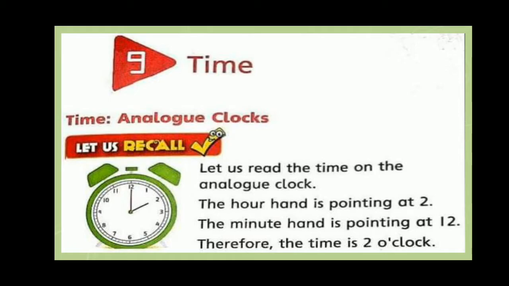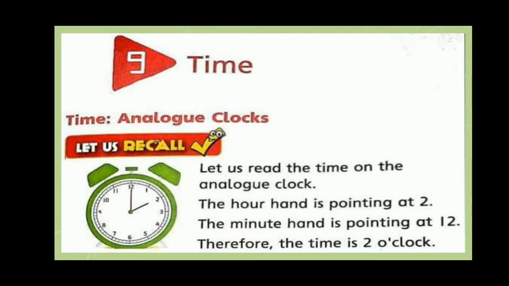Now I will let you know how to read a time. See, my hour hand is pointing at 2 and the minute hand is pointing at 12. This means the time right now on an analog clock is 2 o'clock. Now read and write it like 2 o'clock.